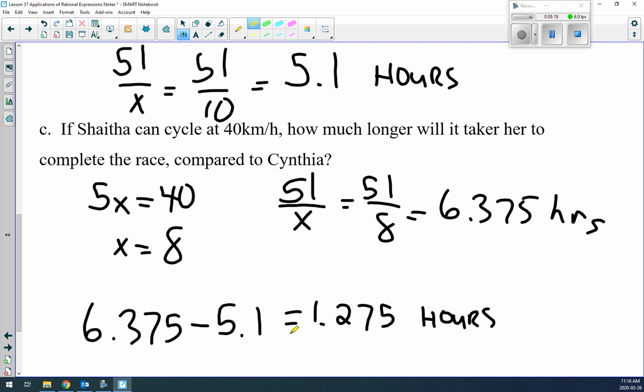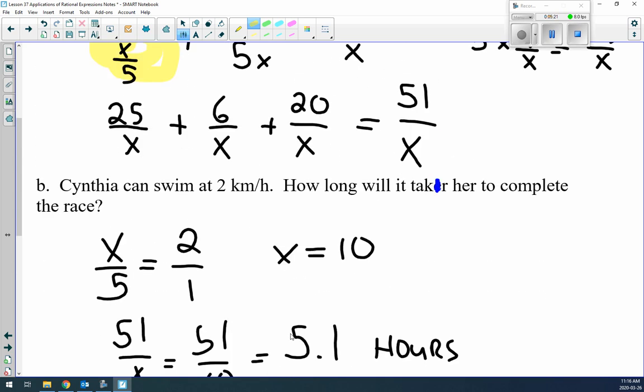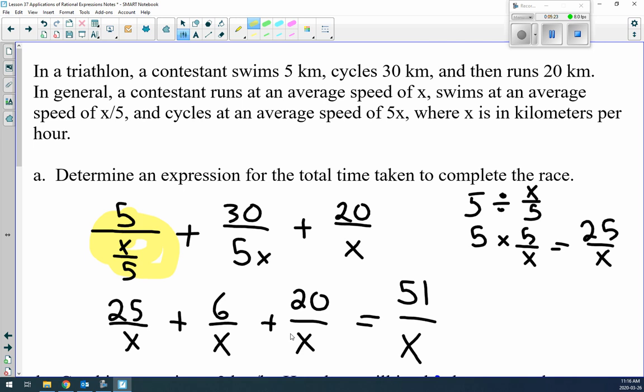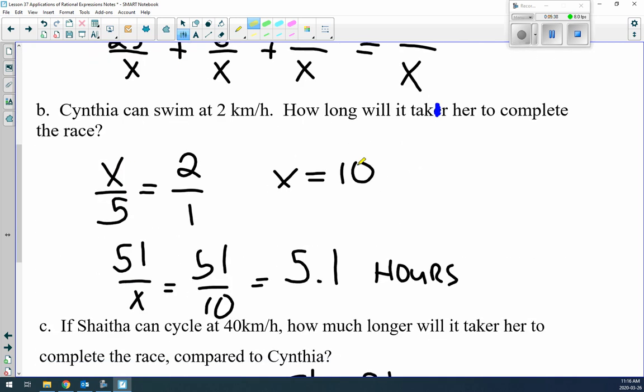Now, in reality, you have to realize x is not a constant thing, right? Because people speed up and slow down when they're doing this. But when it comes to this math question, we have to assume that x, 5x, and x over 5 are constant. Whatever number you pick, if x was 10 or x was 5 or x was 7, it's constant throughout the whole thing. Okay, so that is lesson 37.